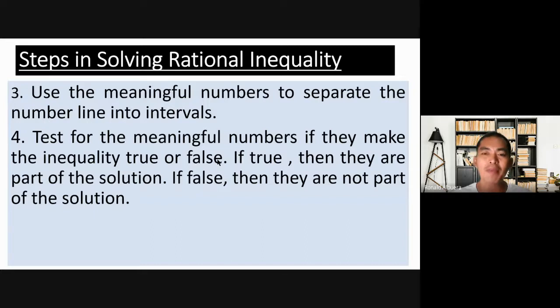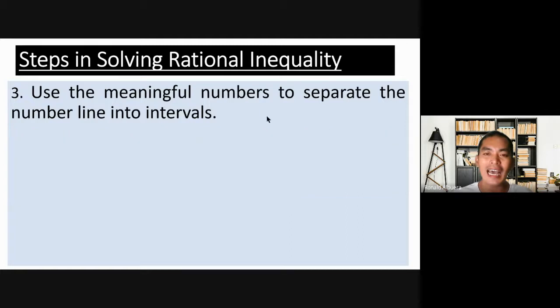Pag less than or greater than symbol, hindi siya part of the solution set. So you use hollow circle or unshaded circle. Pero pag may equal sign, the symbols are is greater than or equal to or less than or equal to. So the value of the numerator is part of the solution. So it's a shaded circle or shaded point.